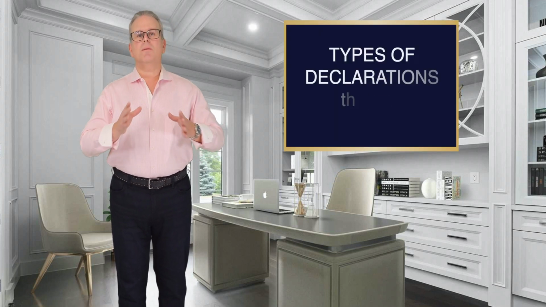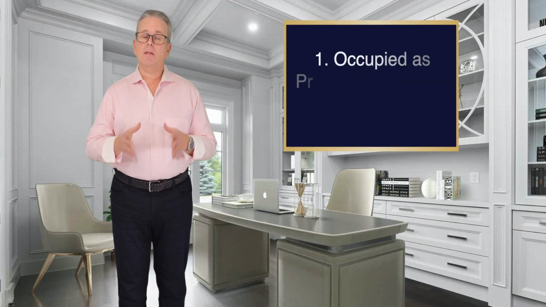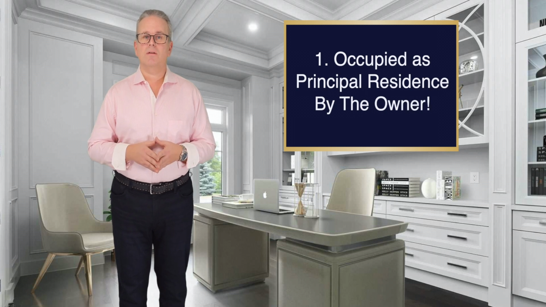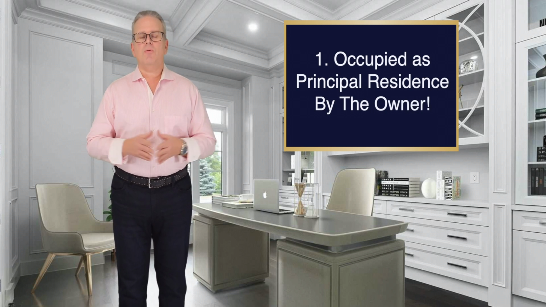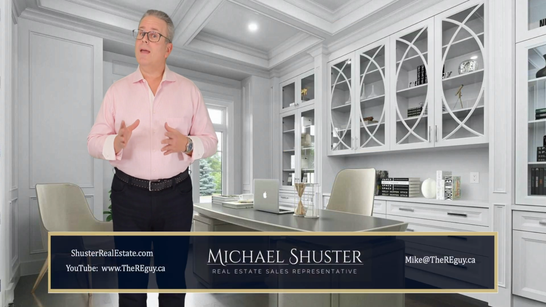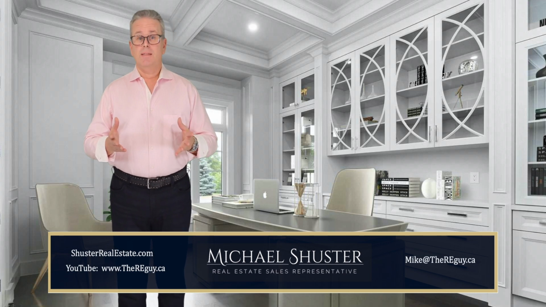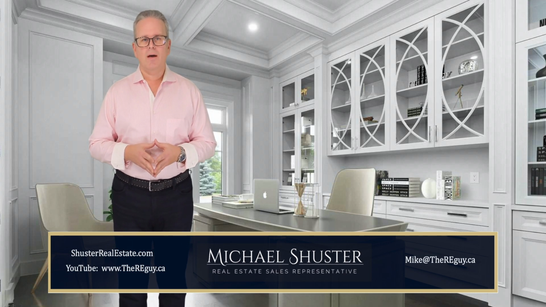Now let's talk real quick about the types of declarations. Number one, the first type of declaration that you can file is occupied as a principal residence of a homeowner. This is a property where you reside, you conduct your daily affairs, receive your mail, pay your bills, etc. You can only have one principal residence. So if status number one applies to you, then you do not have to pay the Toronto vacant home tax.